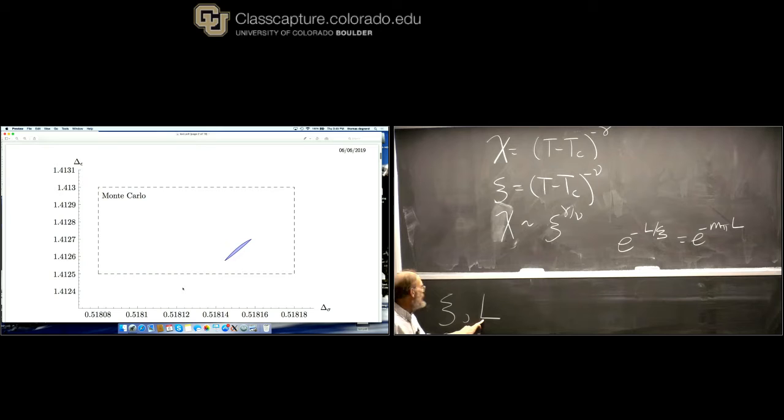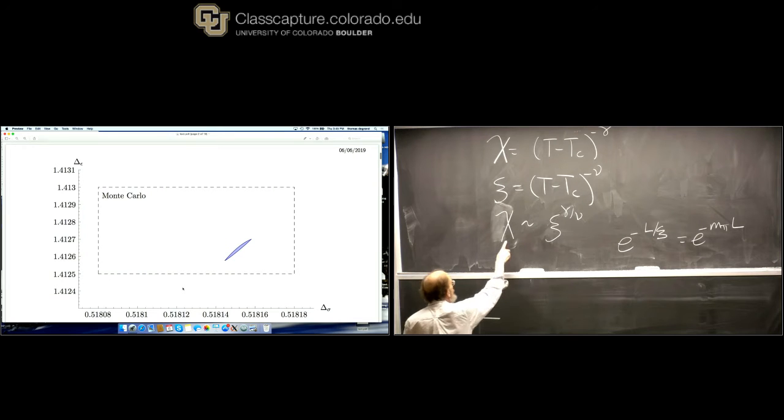A highbrow way to say what's going on is that 1 over L, the size of the box, is a relevant perturbation. But physically, your correlation length can't be bigger than the size of the box. And what that means is that if you're in a finite size system, you don't have singularities. Of course, you don't get phase transitions in finite volume.